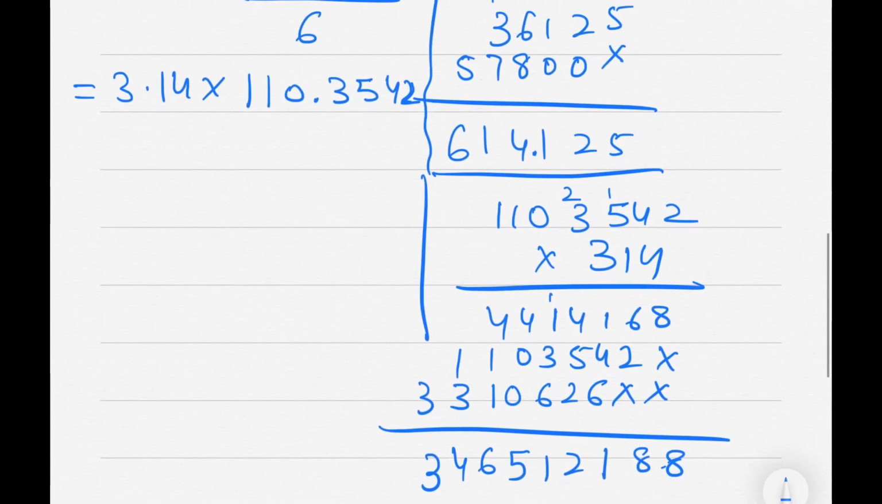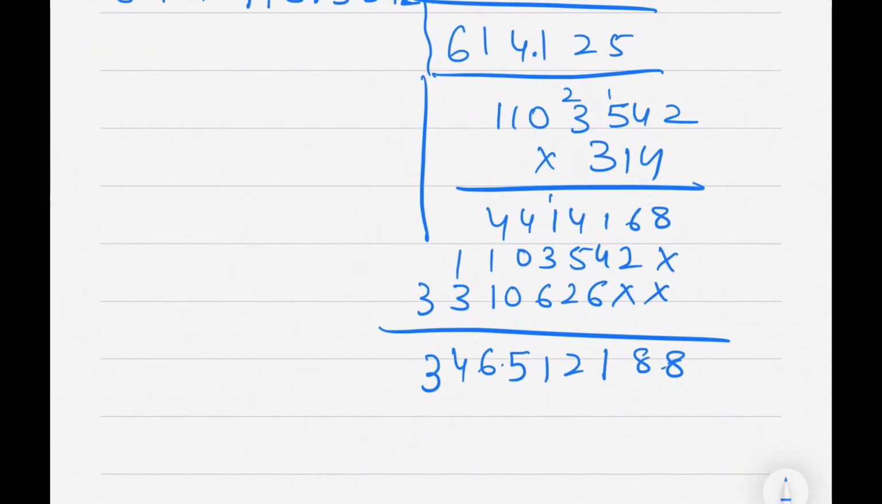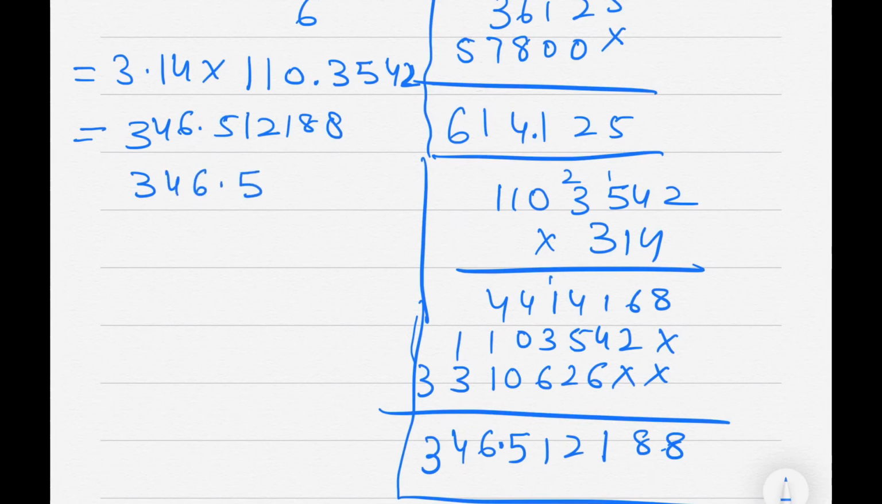Okay, how many decimal points? Yeah, we have a lot of decimal points. So we have 4 into 6 decimal points. So 2, 4, 6 decimal points. So I'm getting my volume as 346.512188. So if I round it off, then also I'll get 346.51 to 2 decimal places, right?